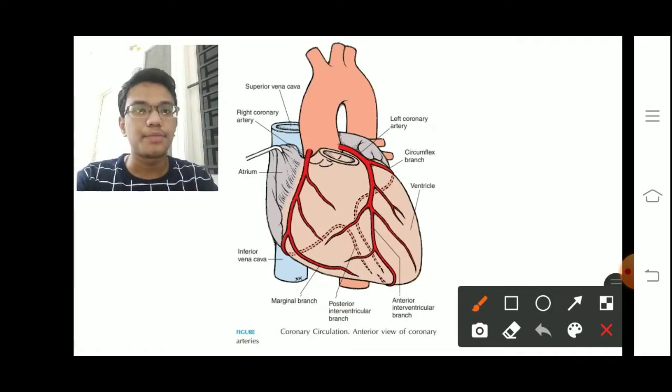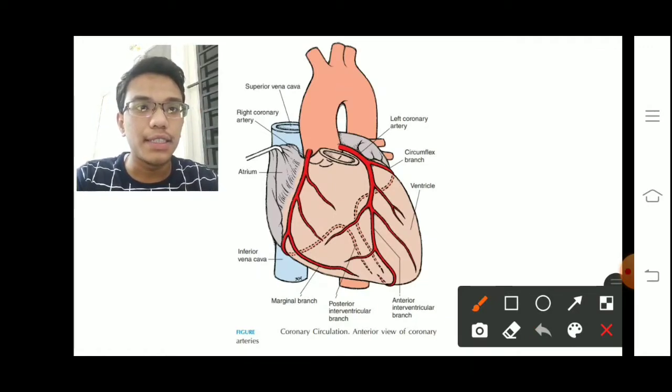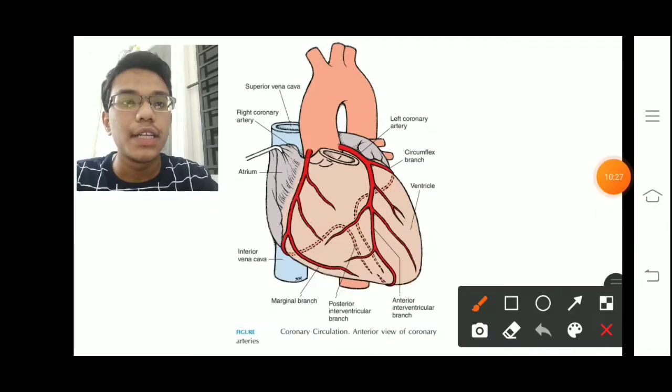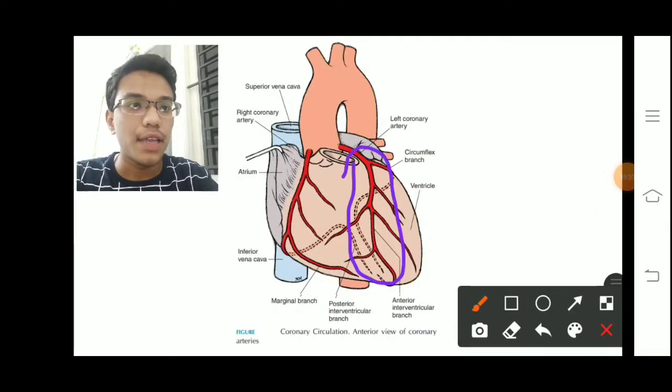Now this is the heart, as you can see here, and I will change my color of the pen. Wait a minute. Let me take this violet color. Okay, now these are the arteries.